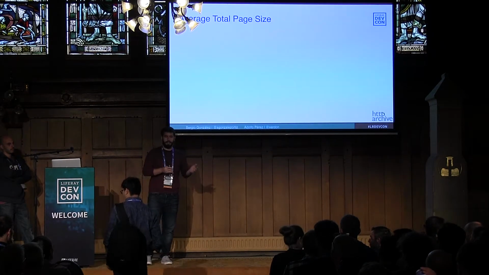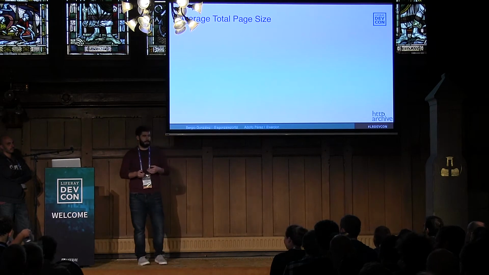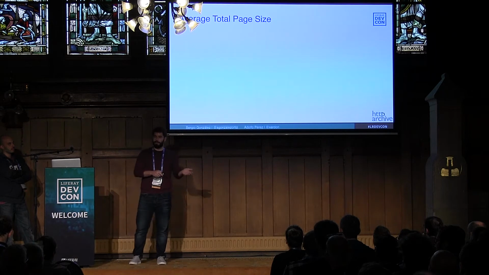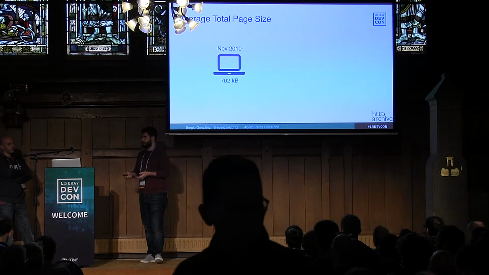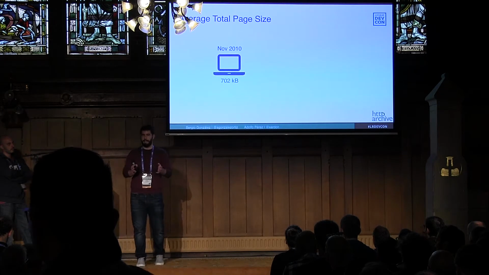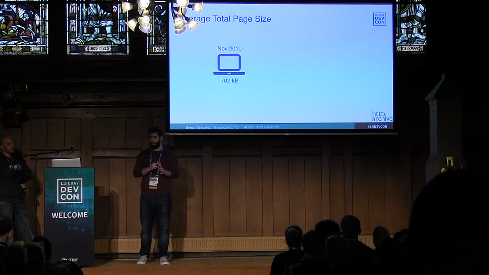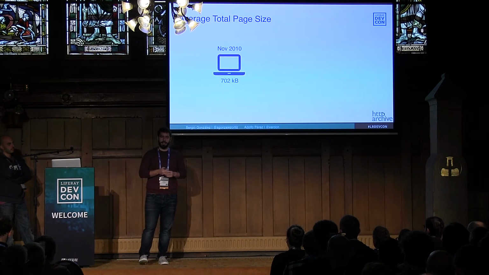But how much does this cost? What is the impact that this is causing? So here you can see the page size in terms of what it was before and what it is right now. Back in 2010, the total page size of a website, this includes HTML, CSS, JavaScript, fonts, images, everything, the average page size was around 700K.